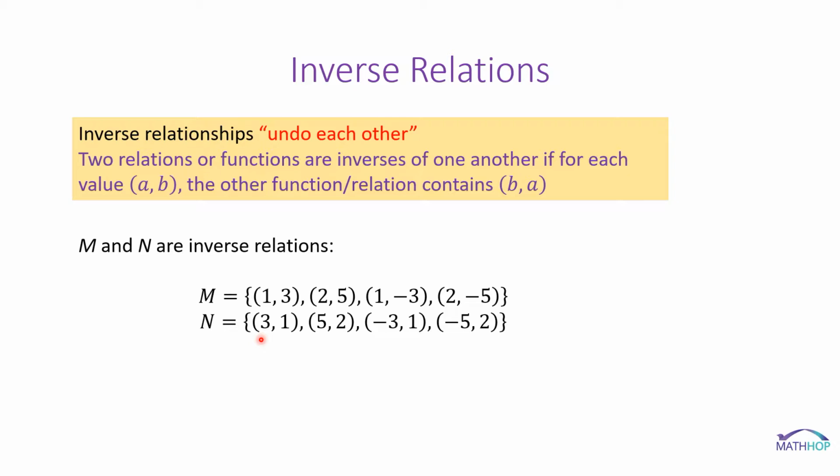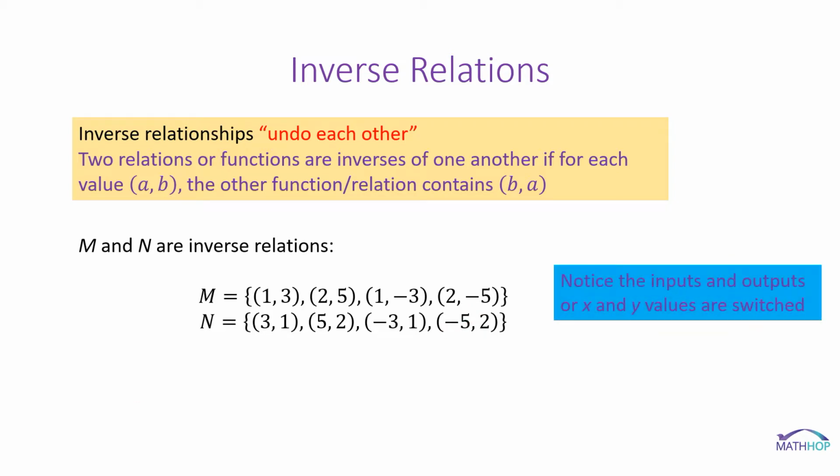So N, where M has (1, 3), N has the point (3, 1). Where M has (2, 5), N has the point (5, 2). I bet you can see the pattern here. Where M has (1, negative 3), N has (negative 3, 1). And where M has (2, negative 5), N has (negative 5, 2). So we can see that the inputs and the outputs, or the x and y values, have been switched here.